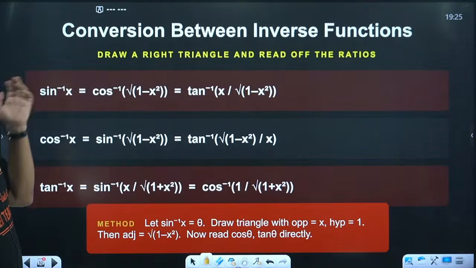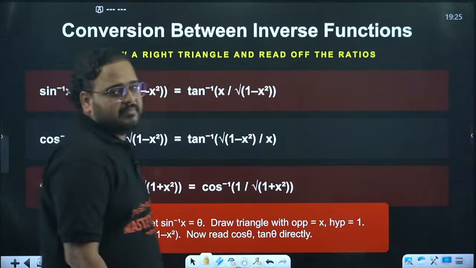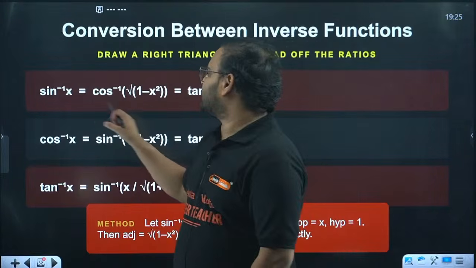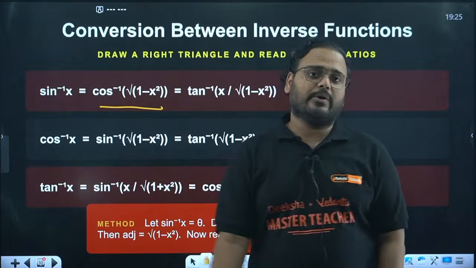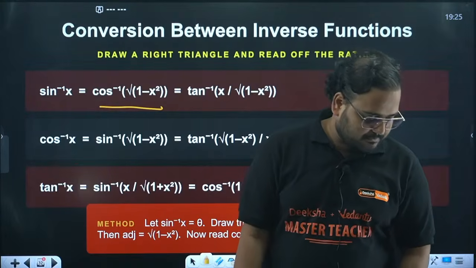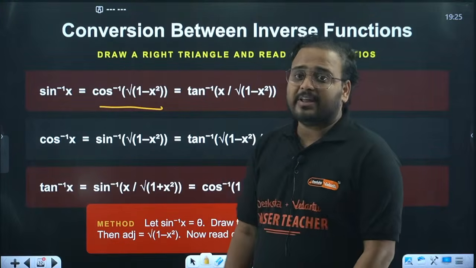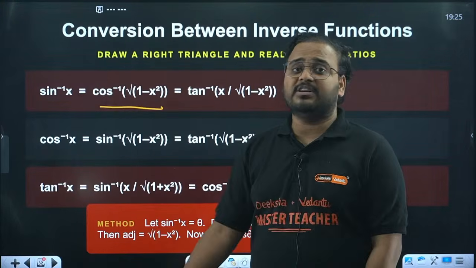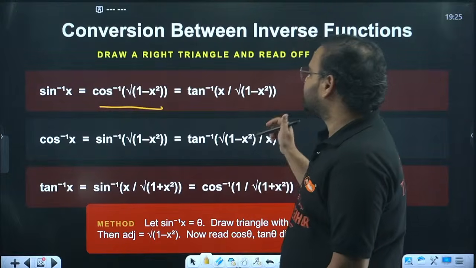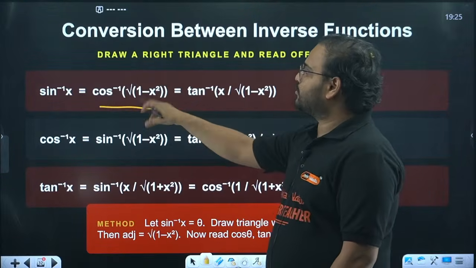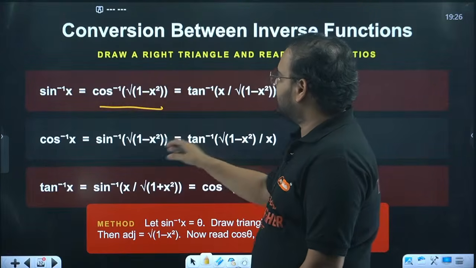Conversions also happen amongst the ratios themselves. They might give you sine inverse of x, and directly we have to use this to solve the question. We do that very, very often in the questions, especially in the PYQs of CET. You will find that: sine inverse to cos inverse, tan inverse, cos inverse, sine inverse, tan inverse.